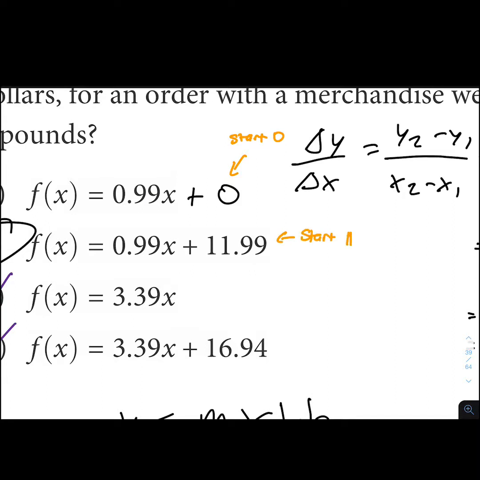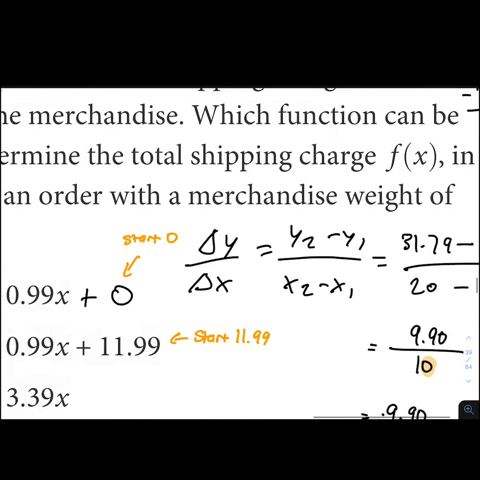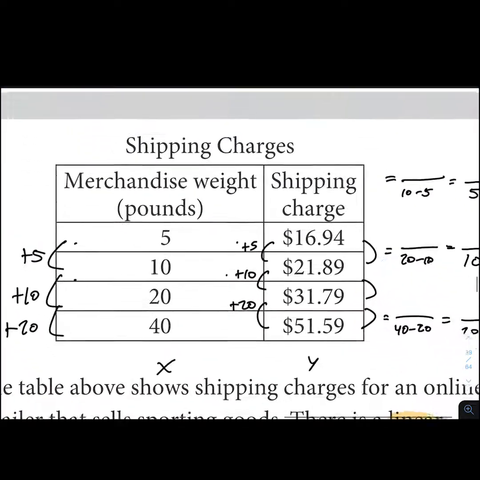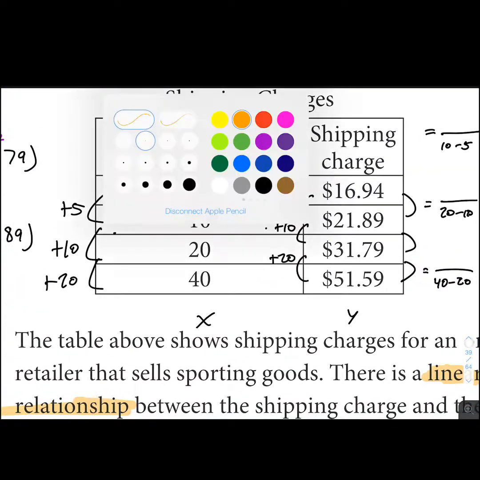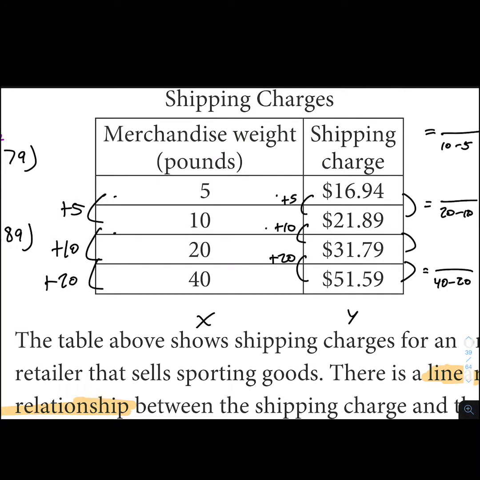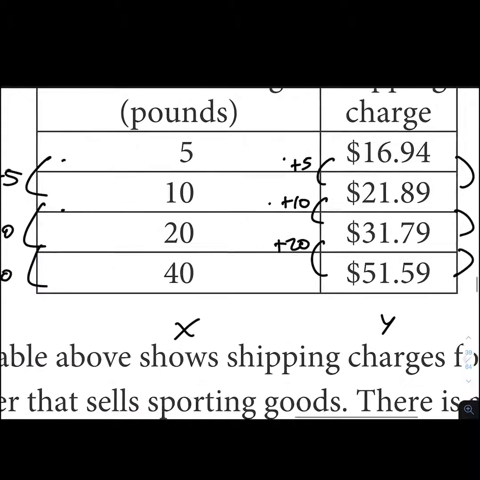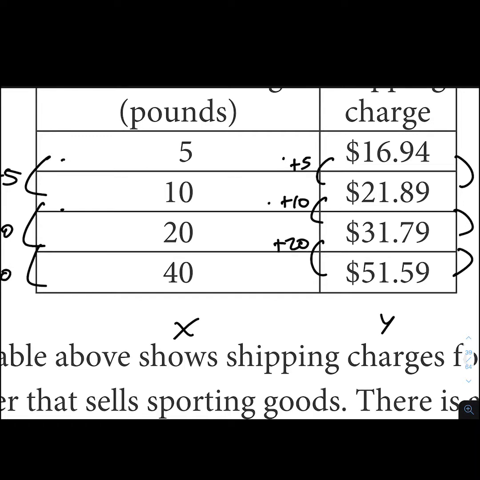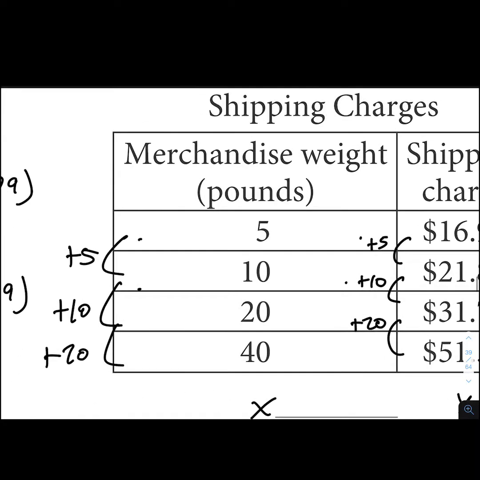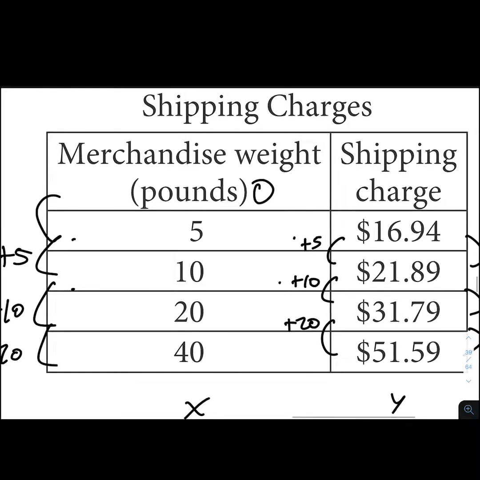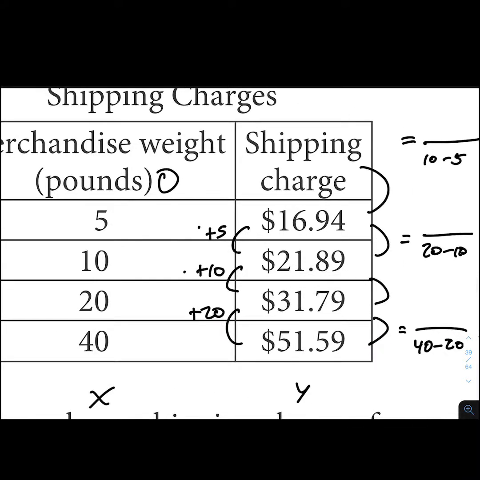This means that this one is going to start at 0, and this one is going to start at 11.99. So if we follow this same train of logic, notice as the merchandise weight increases, the shipping charge increases. So this first one increased by 5, and the second one by 10, third one by 20. So to figure out this over here when our merchandise weight was 0, that would give me my starting y-intercept.